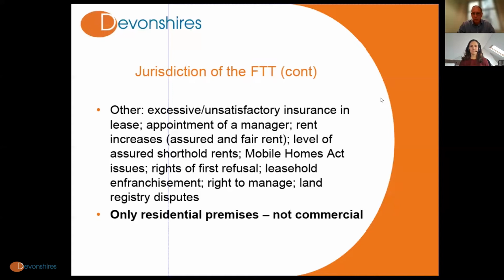One of the points to stress, though, is that we're talking about residential premises here when we're talking about the first tier tribunal. We're not talking about commercial premises. So commercial leaseholders or commercial landlords won't have recourse to bringing claims or challenges or disputes in the tribunal. They'll be limited to some sort of contractual claim or claim in the county court, but they won't be able to refer their case to the tribunal.